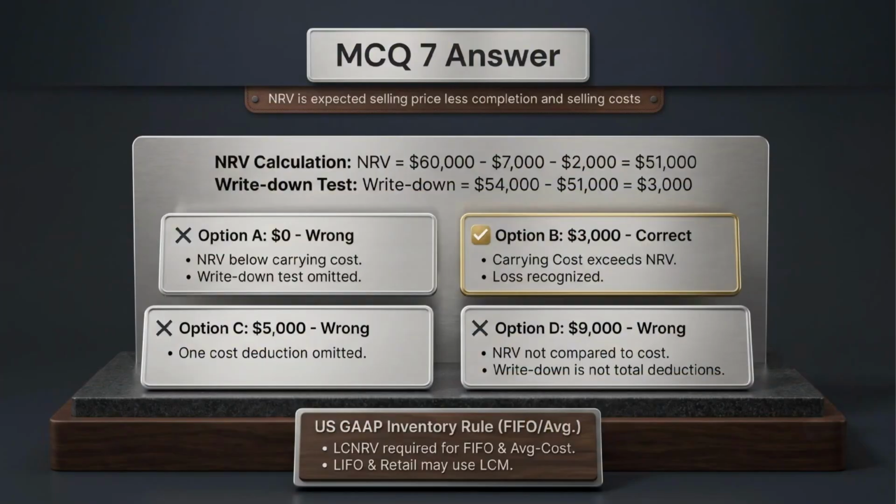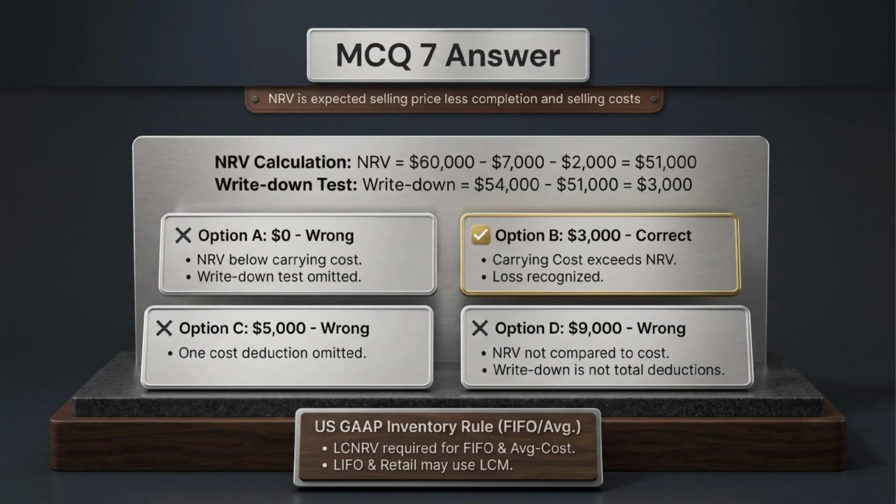NRV equals expected selling price of $60,000 minus completion cost of $7,000 minus disposal and transportation cost of $2,000. That gives $51,000. The inventory cost is $54,000. So the write down is $54,000 minus $51,000, which equals $3,000.